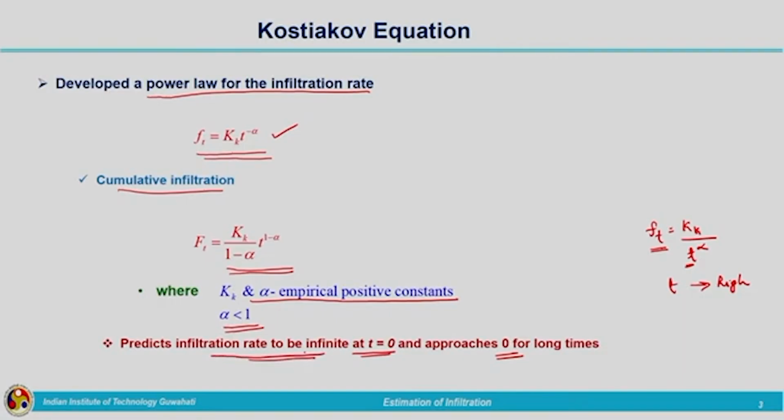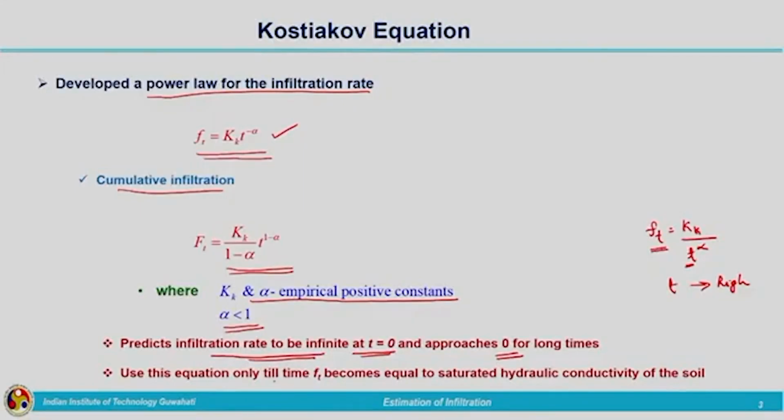So, when time t is equal to 0, infiltration rate is infinity, and when t is very high, infiltration rate is 0. This is not practical. Very high value of infiltration is possible, but infinite, that way we cannot tell. There is a certain capacity, there should be a certain value corresponding to infiltration rate, even in the beginning, even if the soil is very dry.